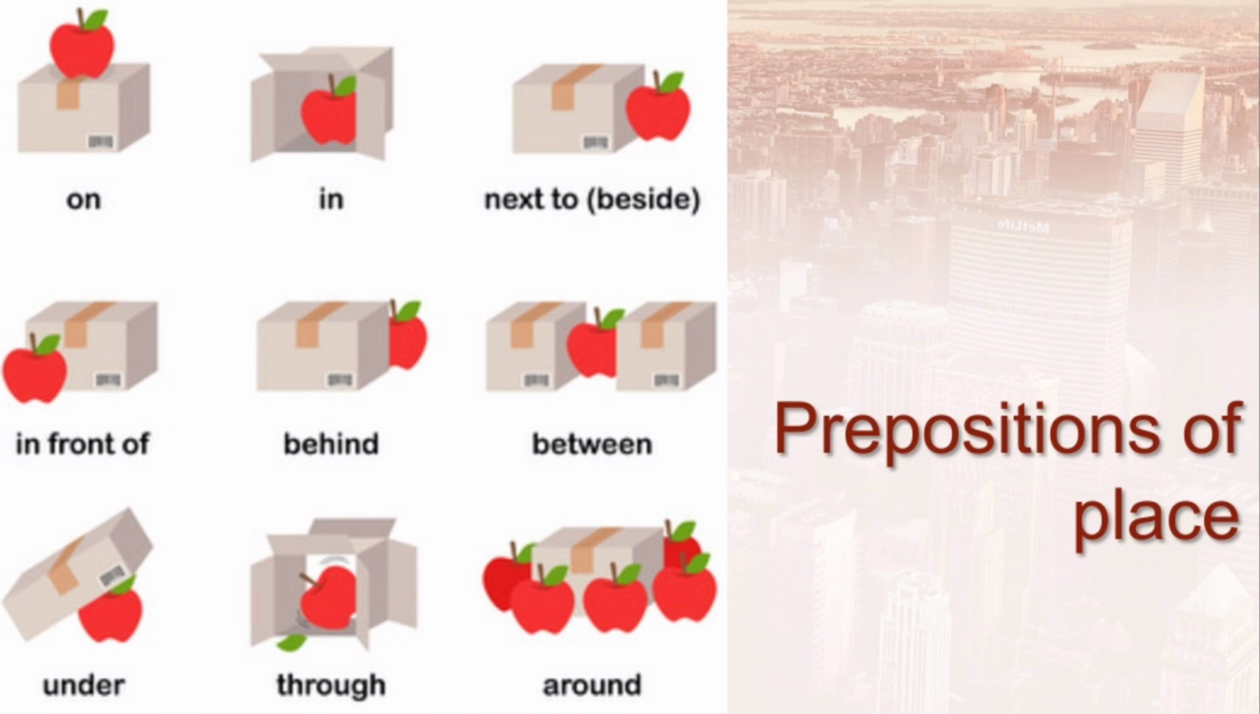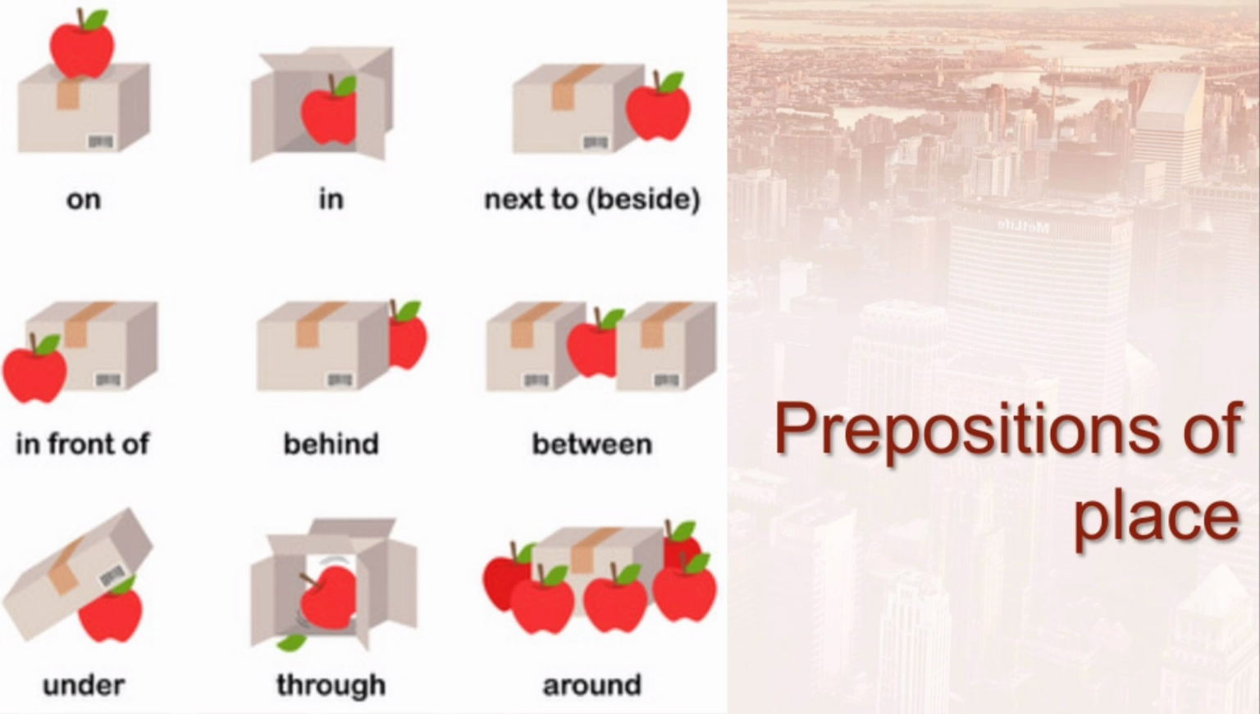In this particular example which I have taken, we'll be discussing the place of the apple in relation to the cartons shown in the picture. In the first example, you can very clearly see that the apple is lying on the box. In the next one, the apple is in the box. In the third example, the apple is lying next to the box. We can also say that the apple is lying beside the box. Beside means by the side of something.